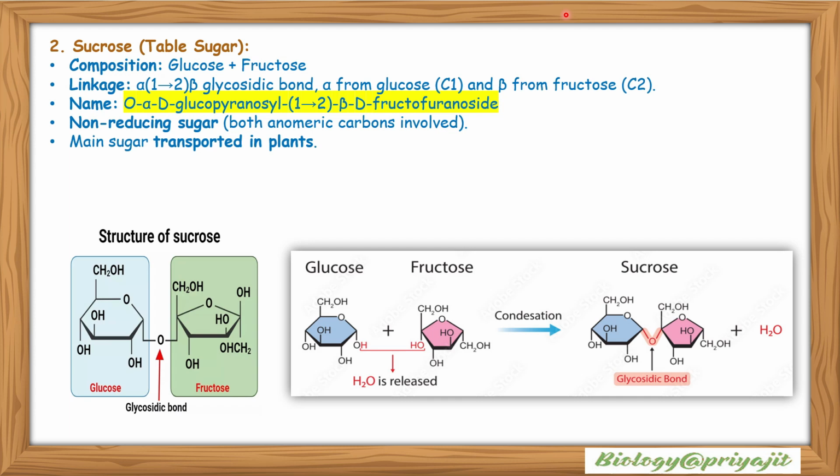Similarly, in sucrose, the anomeric carbon atoms of a glucose unit and a fructose unit are joined through an alpha 1 to beta 2 glycosidic linkage, and the configuration of this glycosidic linkage is alpha for glucose and beta for fructose. So the abbreviated name of sucrose is glucose alpha 1,2 beta fructose.